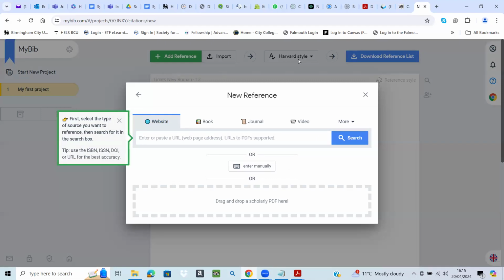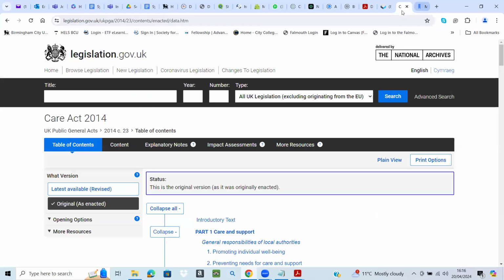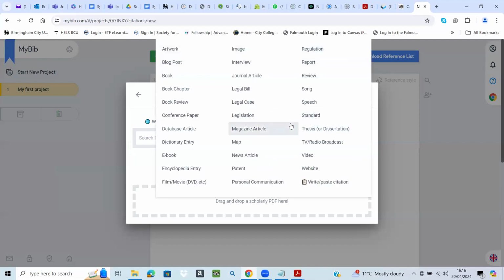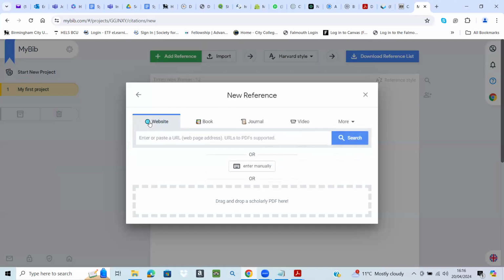You always need to make sure that the setting of MyBib or Cite This For Me or any other referencing generating site should be on the Harvard referencing style. So now I have taken the information and rewritten it in my own words. I have taken the content from a website. If it's a book, I'll go for book. If it's a journal, then I'll go for journal. If it's a video, and we have more options here. So I have taken the information from a website.